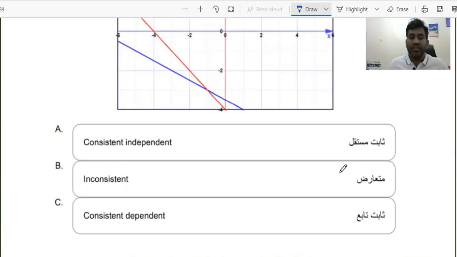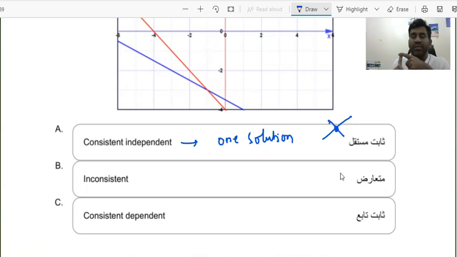So what does it mean? You might have heard these words or not, I don't know, but consistent, independent, its meaning, in simple language, is one solution. And when do I say the system of graphs has one solution? When the two lines intersect. Let's take an example, this is line 1 and this is line 2. As they are meeting at one point, it means the system of graphs has one solution.